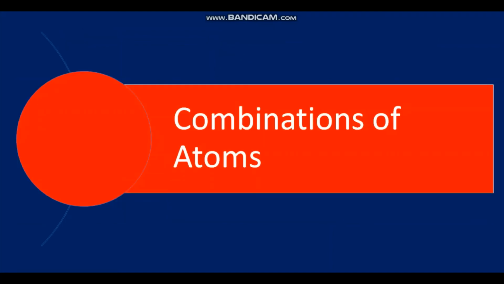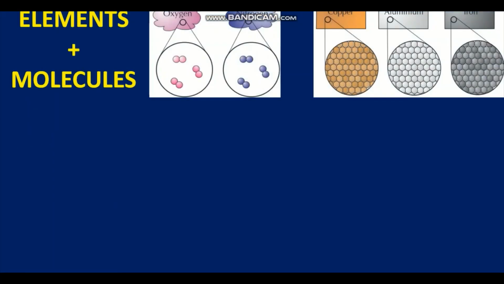Combinations of atoms. The 4 basic combinations of atoms are elements, and molecules and compounds and mixtures. An element is pure and is only made up of one type of atom. A molecule is when two or more atoms chemically bond.